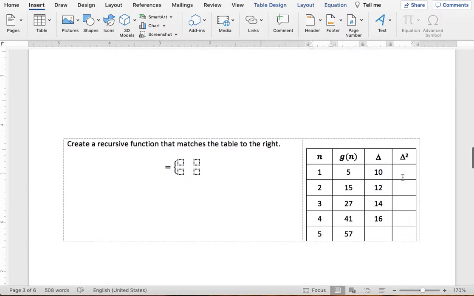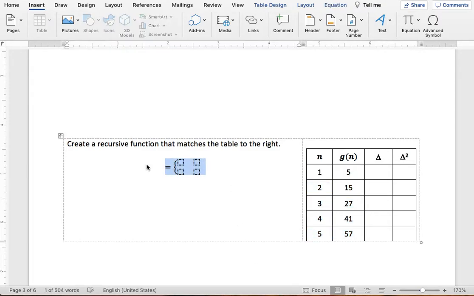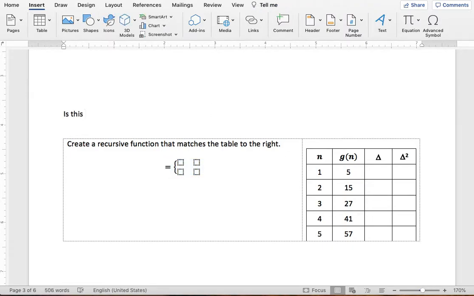Okay, let's say I don't even have that part yet. Let's say I have this, and you're trying to figure out how to change this to a recursive equation. First thing I need to do is figure out, is this going to be linear, exponential, quadratic, or something else? Does this table match an exponential?